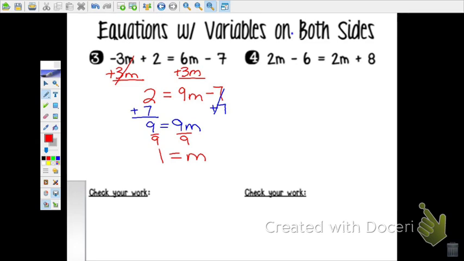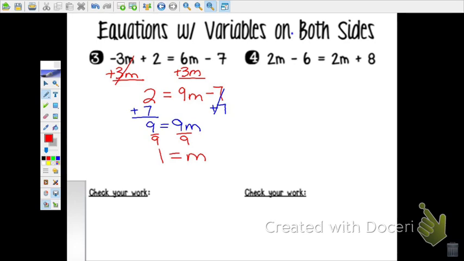Some of you are not showing all of your work, and then you're writing your answer off to the side. Okay? Everything needs to drop straight down. We have to keep everything in line with that equal sign. We can't rearrange the problem.